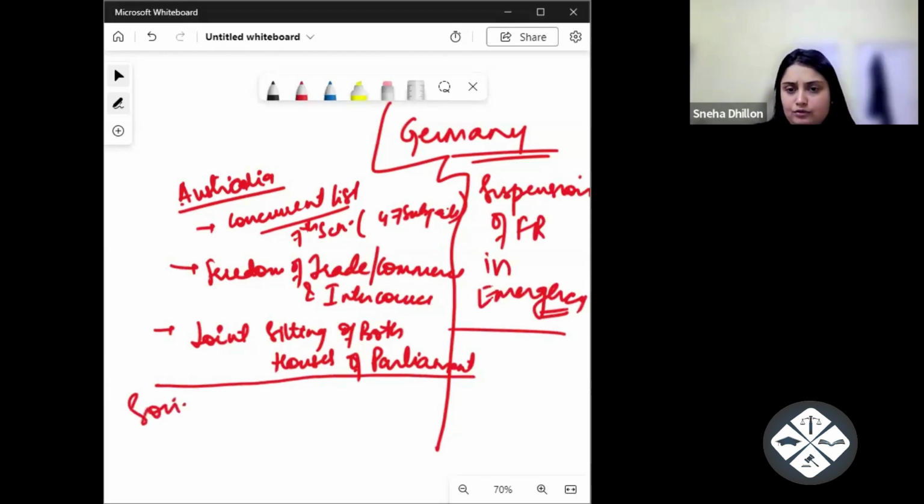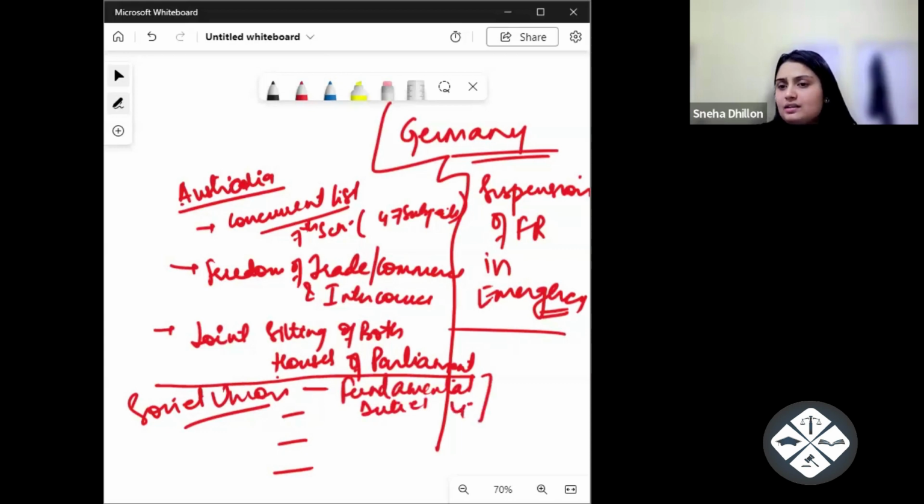From the Soviet Union, if I have to tell, we've taken 3 things particularly, rather 4, count it as 4. We've taken fundamental duties. Fundamental duties were added by the 46th Amendment in 1976. It was not there when the Constitution got enforced. Then we have taken the idea of justice in the preamble, and we have also taken the concept of 5-year plans, or the idea of planning commission.